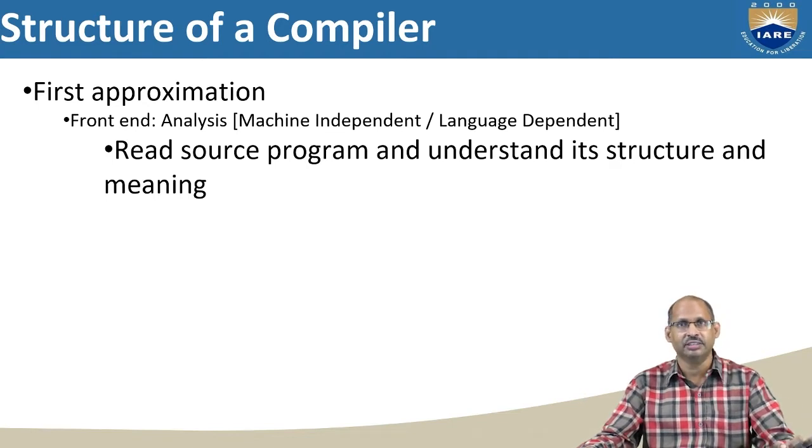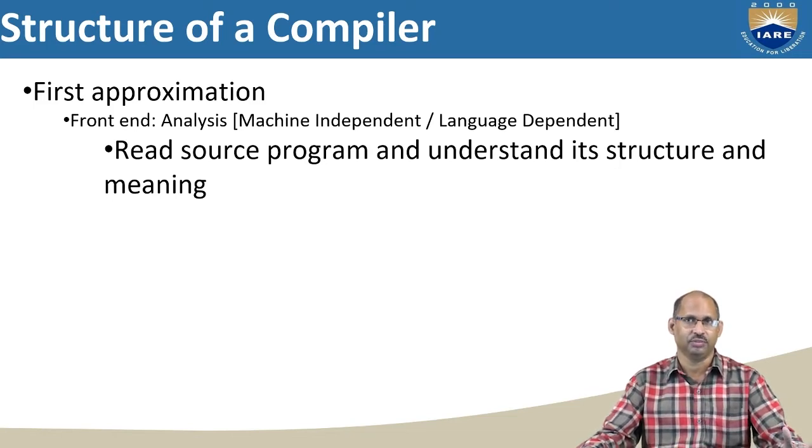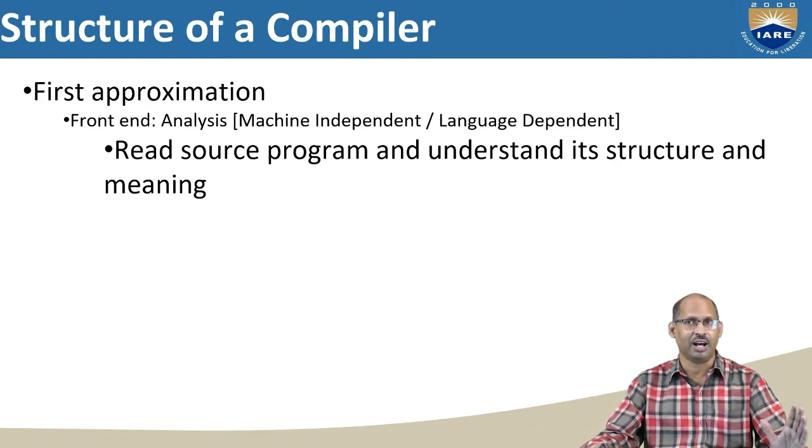So simply we say the front end is the analysis phase. This analysis phase is independent of the structure of machine language. It depends on the programming language structure. So the first one is the front end, also referred to as the analysis phase. Its main aim is that it depends on the language structures and is independent of machine formats.